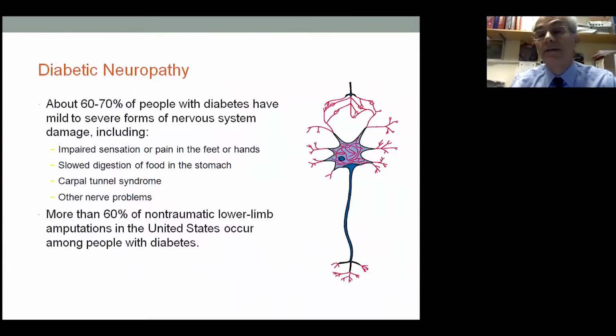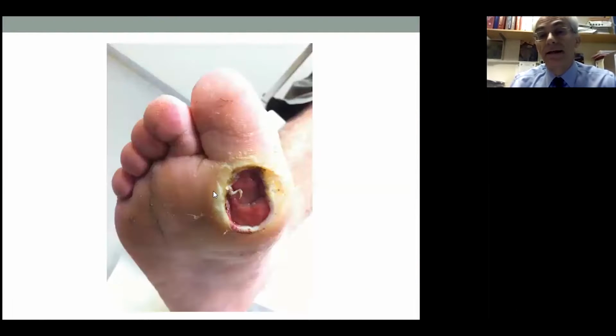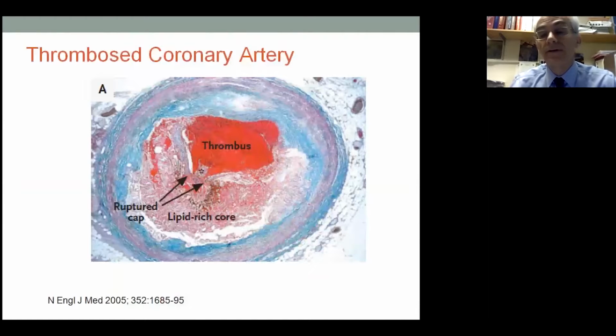Diabetic neuropathy, similar to retinopathy: about 70% of people with diabetes develop some symptoms of diabetic neuropathy, and it is still causing 60% of non-traumatic limb amputations in the US. The typical lesion is an ulcer developing under the metatarsal head that can progress, and then eventually, if not healing, can lead to amputation.